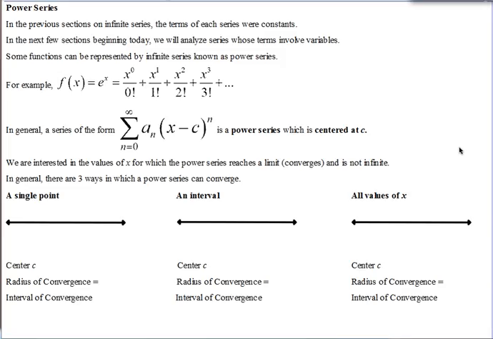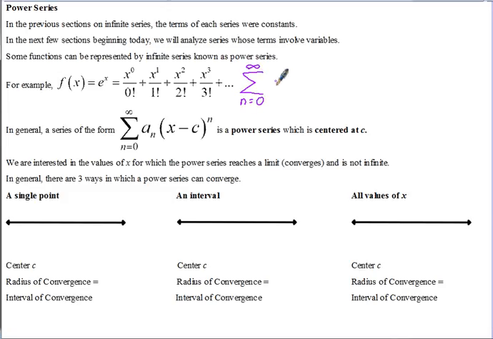A famous one we can look at here is f of x equals e to the x. That can be represented by this power series where it's x to the 0 over 0 factorial, x to the first over 1 factorial, and so on. The way we could write that in sigma notation, it's an infinite series, we could write it starting from n equals 0, because the first thing we substitute in is 0. It goes on forever, so to infinity.